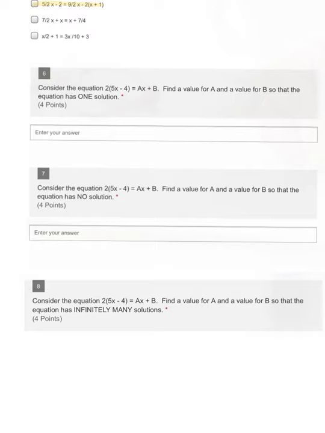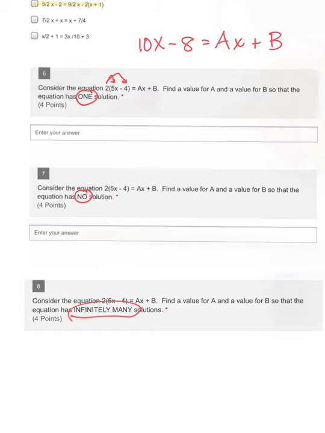For the first one, it says find a value for a and a value for b so that the equation has one solution. So there's your key. This is what's different. We have one solution, no solution, and infinitely many solutions. Well, let's start by distributing that 2, because let's see what we're really dealing with. 2 times 5 is 10, so that's 10x, and 2 times -4 is -8. So that has to be equal to ax plus b. So this is where we're working.